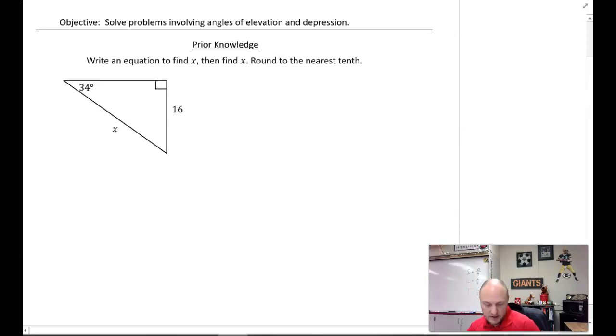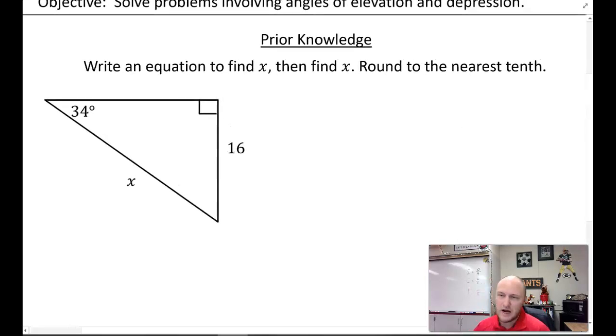Alright, for prior knowledge, they want you to just write an equation. What's the equation to find x? And then find x. Round to the nearest tenth. Pause the video, give this a go.